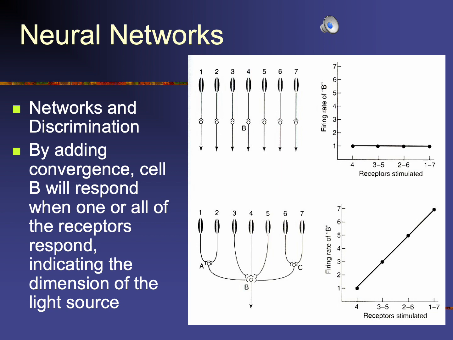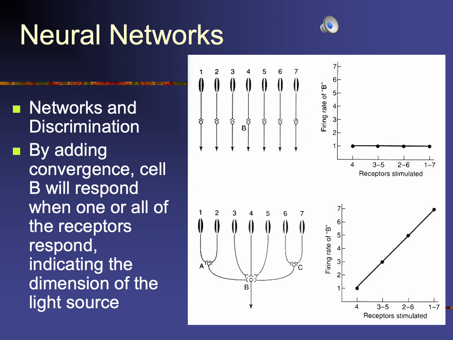But now if you put B in a network, you can see that there's going to be a different firing rate of B depending upon how large the stimulus is. So if the stimulus only stimulates receptor 4, you get a very low firing rate. If it stimulates 3, 4, and 5, you get a different firing rate. If it stimulates 2 through 6, you get a different firing rate. And finally, if it stimulates all the receptors, you get a higher firing rate.